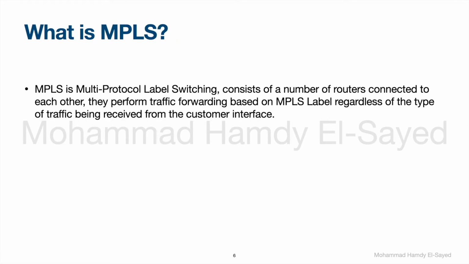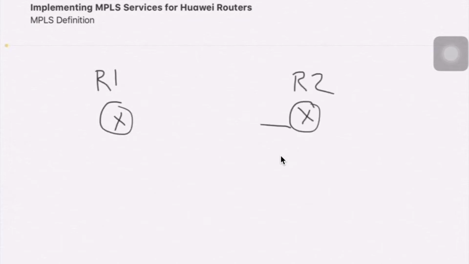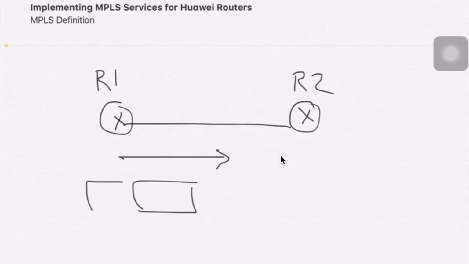What is MPLS? MPLS is multi-protocol label switching, consists of a number of routers connected to each other. They perform traffic forwarding based on MPLS label, regardless of the type of traffic being received from the customer interface. So if we have two routers, R1 and R2, connected in the MPLS network, the traffic will be sent now labeled with an MPLS label.